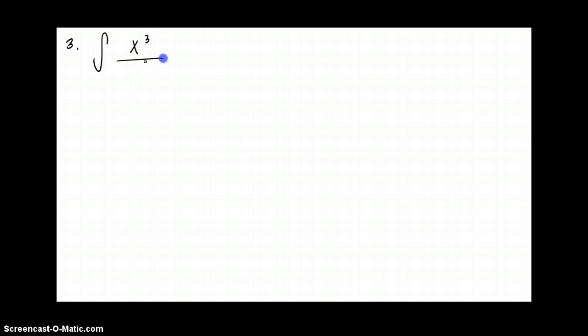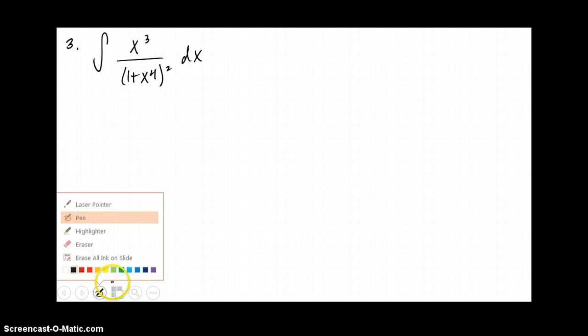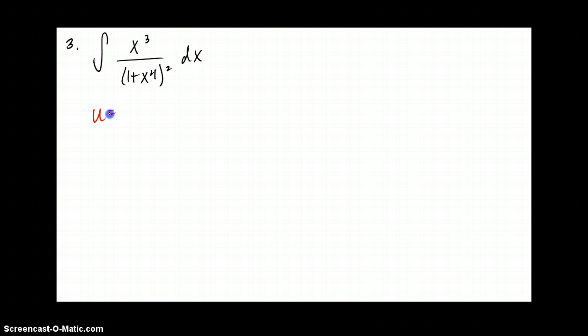Antiderivative x cubed all over 1 plus x to the 4th quantity squared. Okay, so inside function, x is being raised to the 4th power, and then we're adding 1 to it, and then we're squaring that whole thing. So 1 plus x to the 4th would be u. The derivative of this is 4x cubed dx. Solving this equation for dx, because that's what I'm making my replacement for.